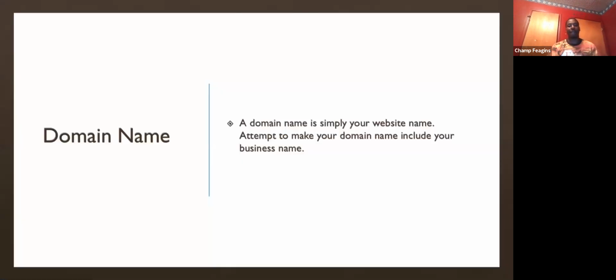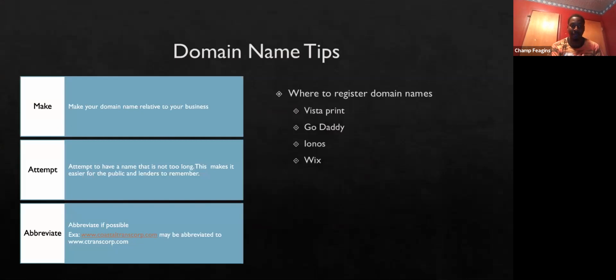Now, a domain name. A domain name is simply your website name. Attempt to make your domain name include your business name, relative to your business. Attempt to have a name that is not too long. This makes it easier for the public and lenders to remember, right? You don't want to have this long whole title, Brenda's Beauty and Fashion, Bath and Body. You want to keep it simple, okay? So you want to abbreviate it as much as possible. For example, my LLC is Coastal Transcorp, but I may want to abbreviate that to ctranscorp.com.